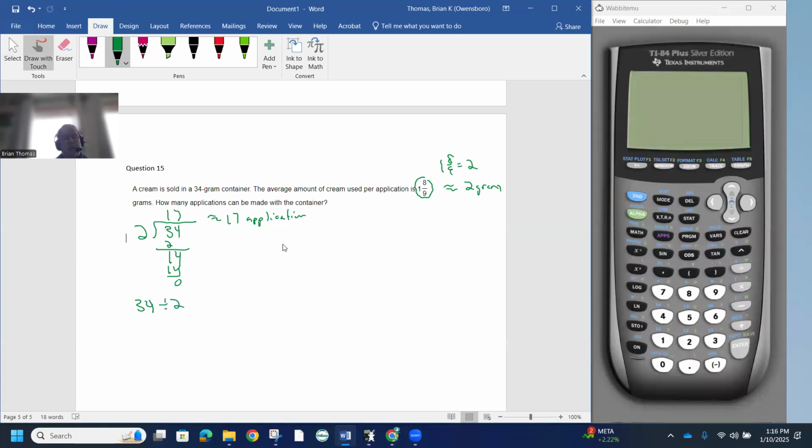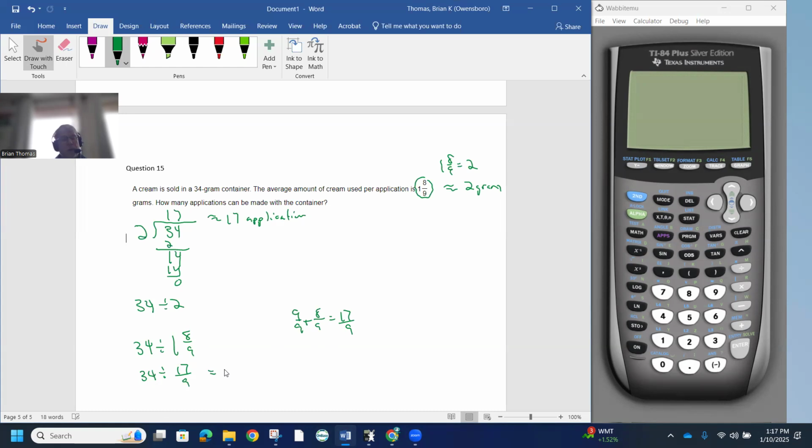Now, to get the exact answer, I have to use the 1 and 8/9. So this really means 34 divided by 1 and 8/9. What you can do is change the mixed number into an improper fraction. How many ninths are there? Remember, 1 means 9/9, so 9/9 plus 8 more ninths is 17/9. The shortcut is to multiply the 9 times the 1, which tells you how many ninths are in 1. 9 times 1 is 9, plus 8 would be 17, and then just keep it as 17 over 9.